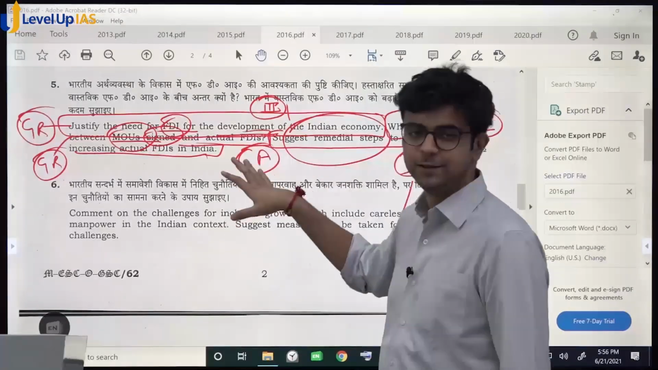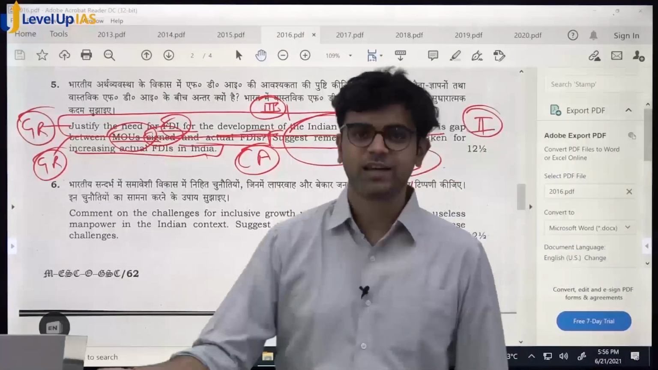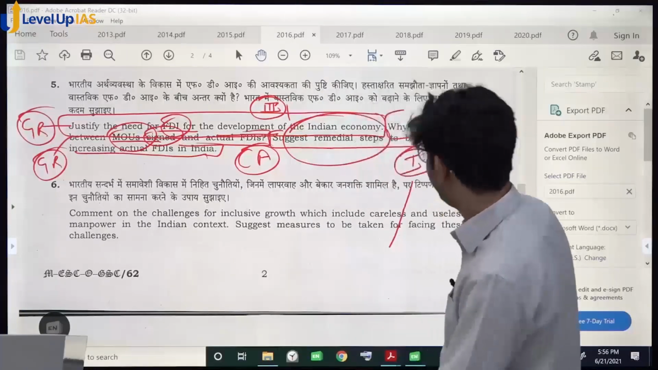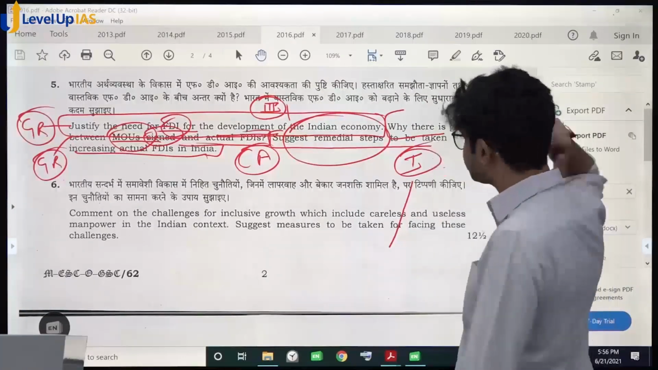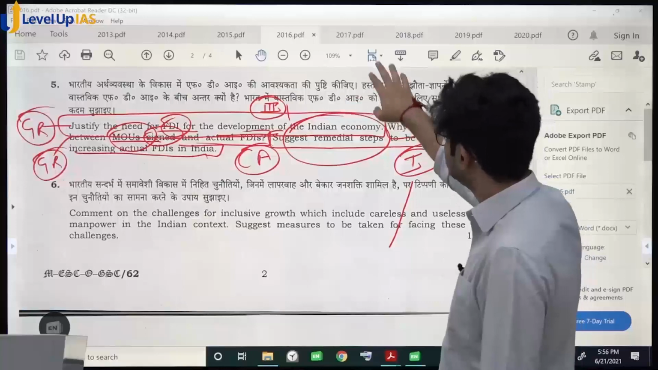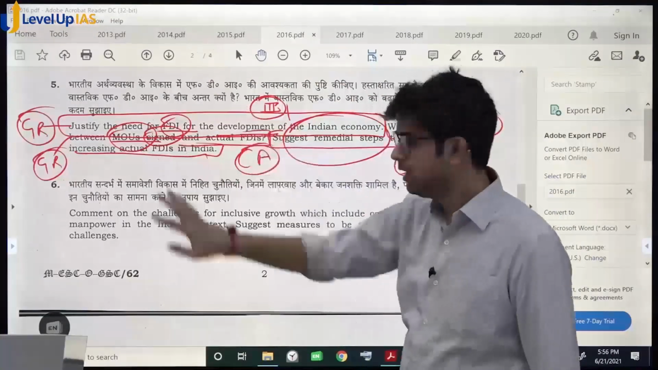In clothes stores they say, touch and see, so soft. Just try to feel the question. Right? 2016 question 5, point number 1 done. Very good.